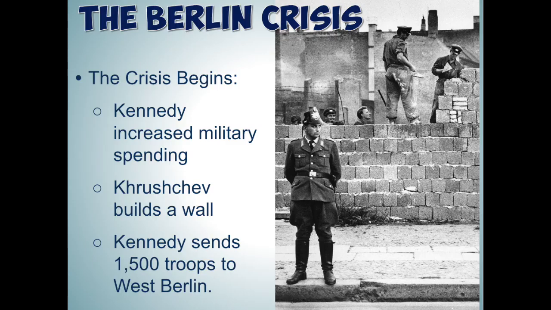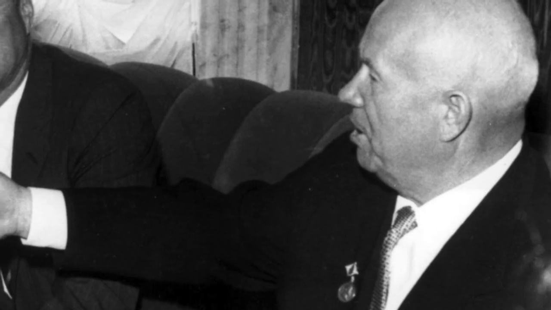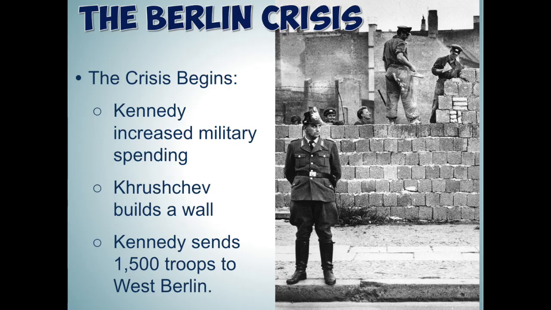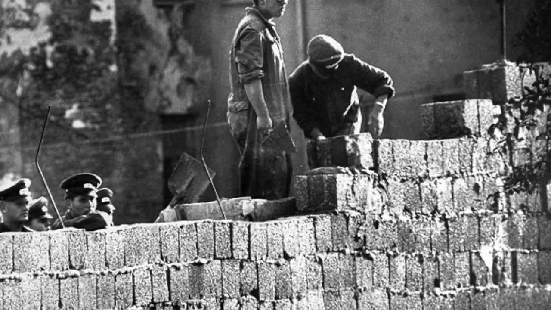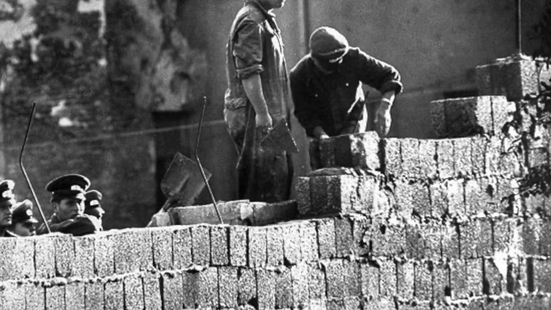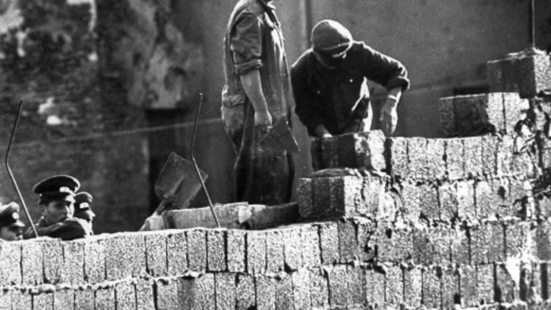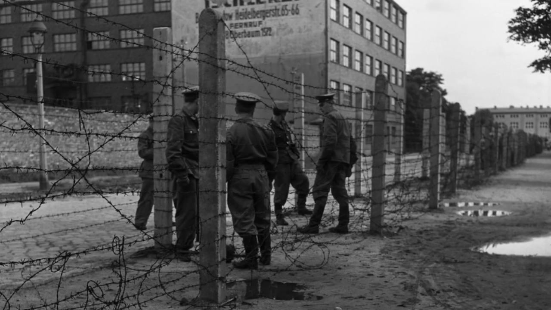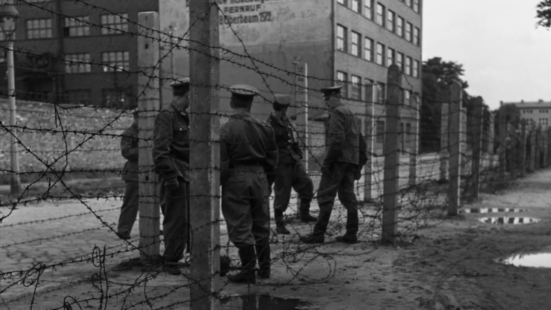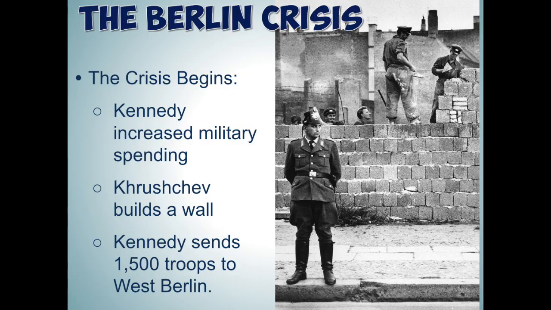In this game of chess, Kennedy's next move was to ask Congress to increase military spending. Next, in the early hours of August 13, 1961, Khrushchev responded to Kennedy's refusal to leave Berlin by ordering East German construction workers, flanked by soldiers and police, to begin tearing up streets and erecting barriers throughout the city of Berlin and its surroundings. This marked the beginning of one of history's most infamous dividing lines, known as the Berlin Wall.